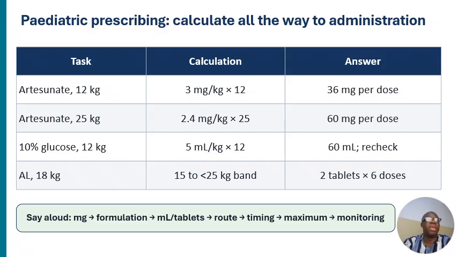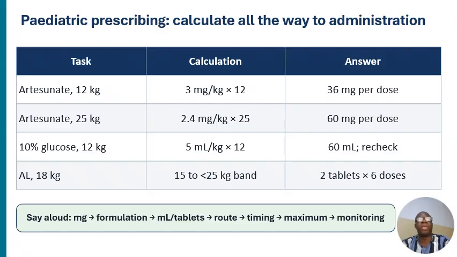So we talk about prescribing in pediatric emergency, and how to calculate. A safe pediatric calculation does not end at milligram per kg. For the 12-kilogram child that we discussed earlier, artesunate is 3 milligram per kilogram body weight, so giving 36 milligram per dose. For a 25 kilogram child, use 2.4 milligram per kg, giving 60 milligram per dose.